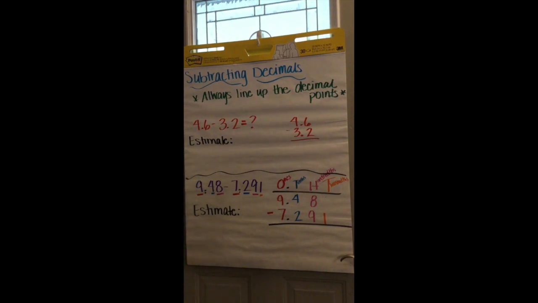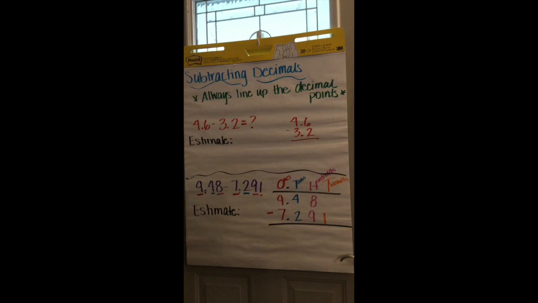Guys, so today we're going to work on subtracting decimals, and just like yesterday when we did adding decimals, the most important thing when you're subtracting is to always line up your decimal points. So I've got some examples up here for us today, and I have 4 6/10 minus 3 2/10.